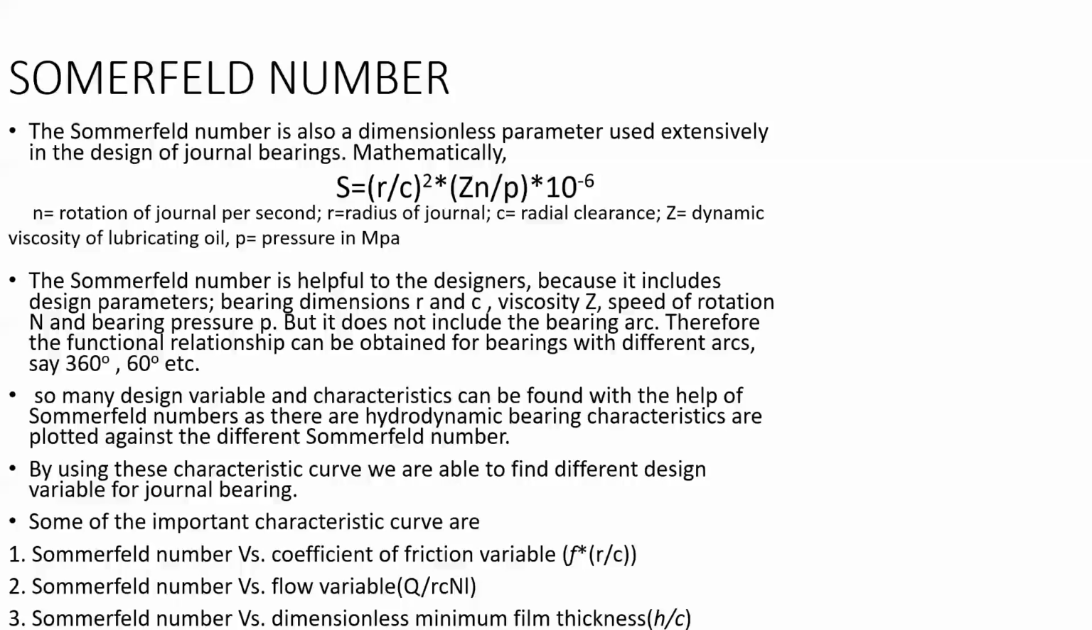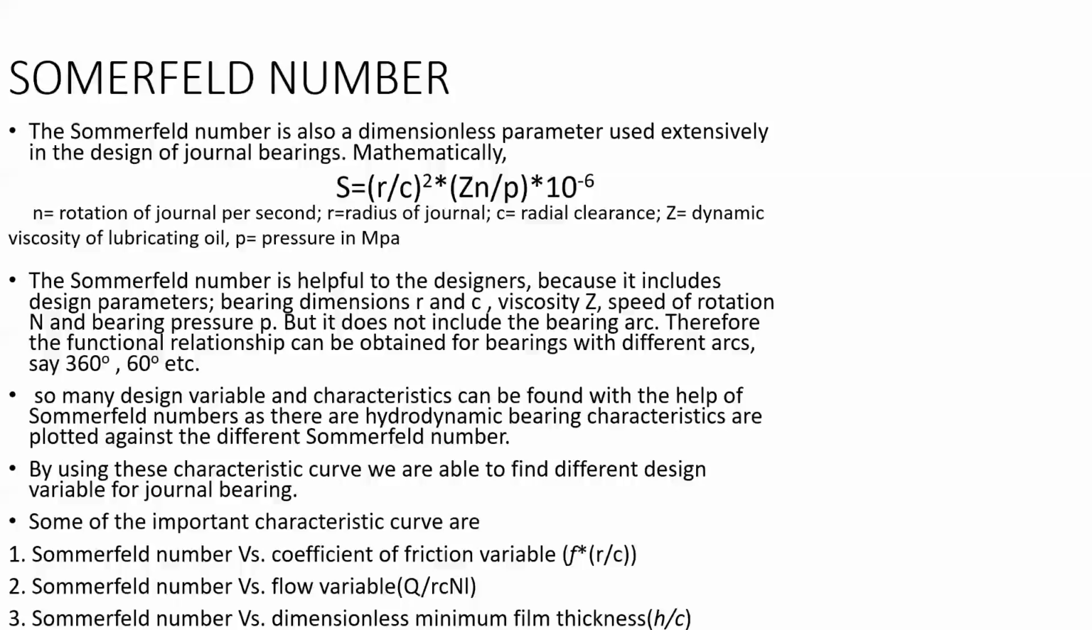Okay, if we do not include the R by C, the design parameter, we cannot find out the value for the particular application. So by multiplying R by C, the friction value is related to the particular application. At the same time, the friction variable remains dimensionless, because R and C are both in meters, so the ratio is dimensionless. The friction coefficient is also dimensionless.